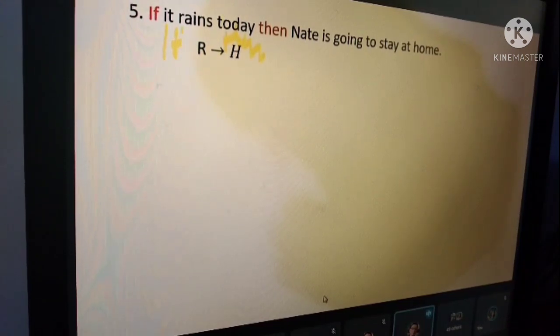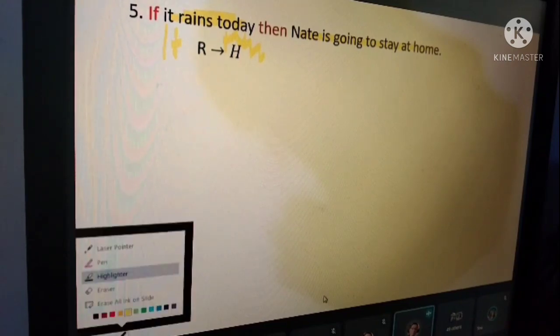Okay. If R, what is R? It rains today. That is the proposition denoted by R. The proposition H represents Nate is going to stay at home. So it becomes R implies H, or if R, then H.